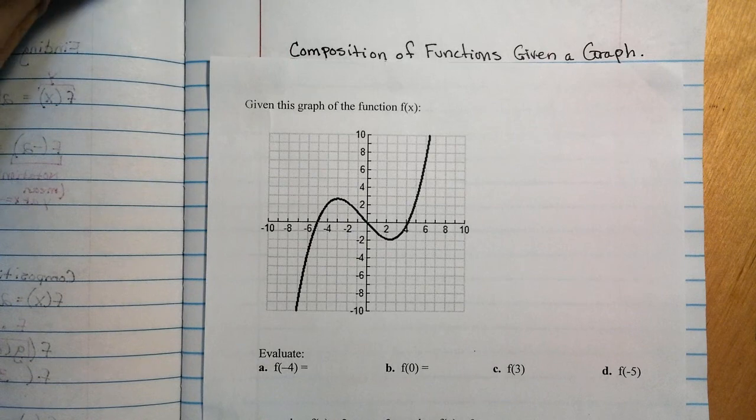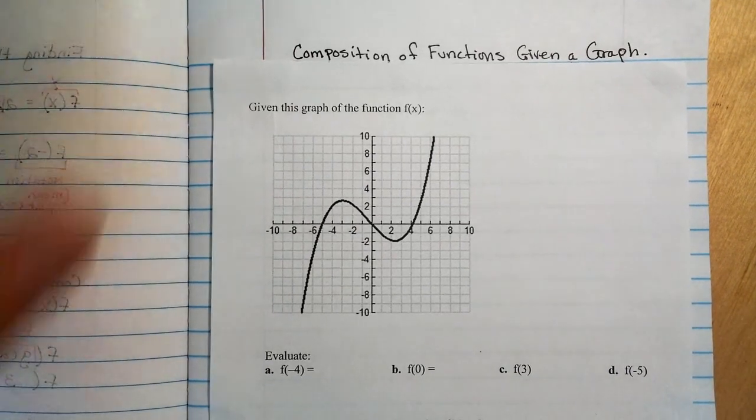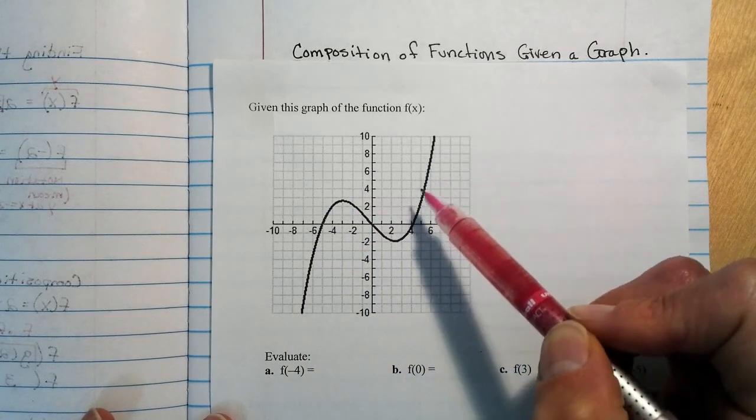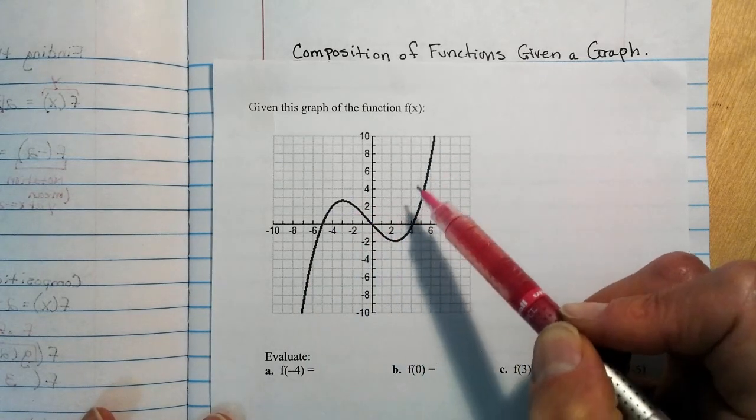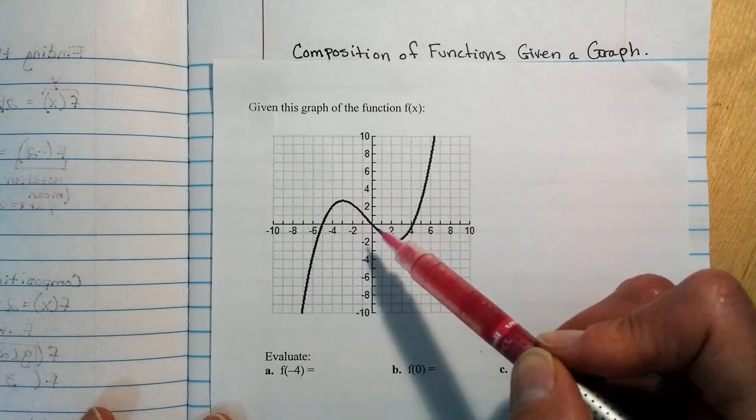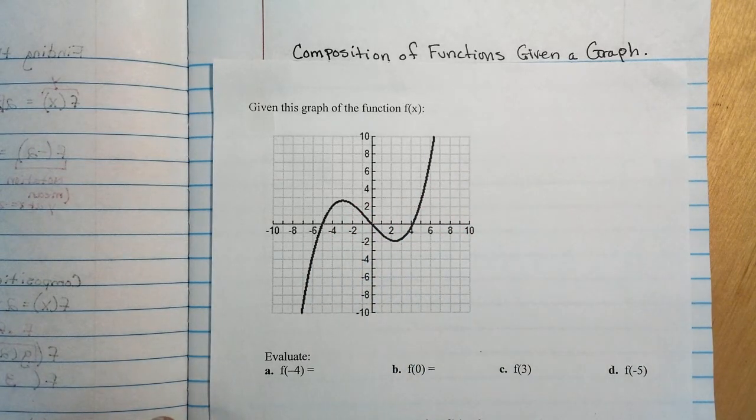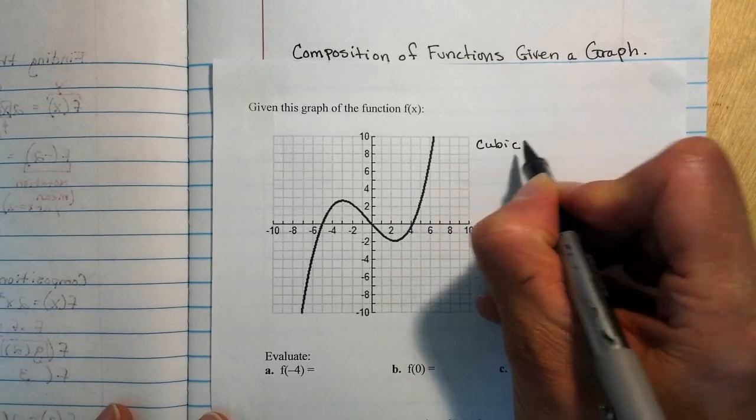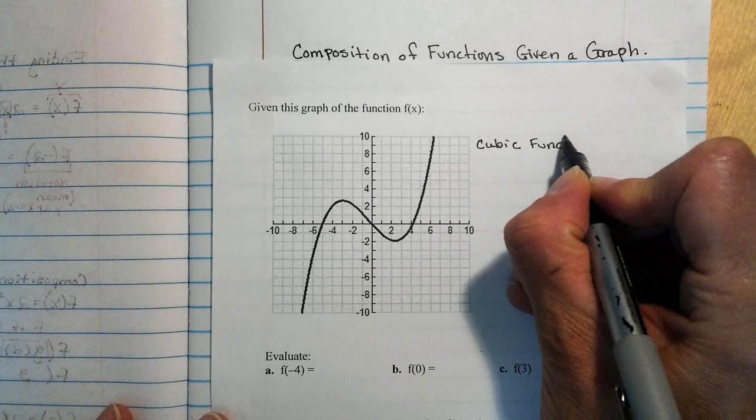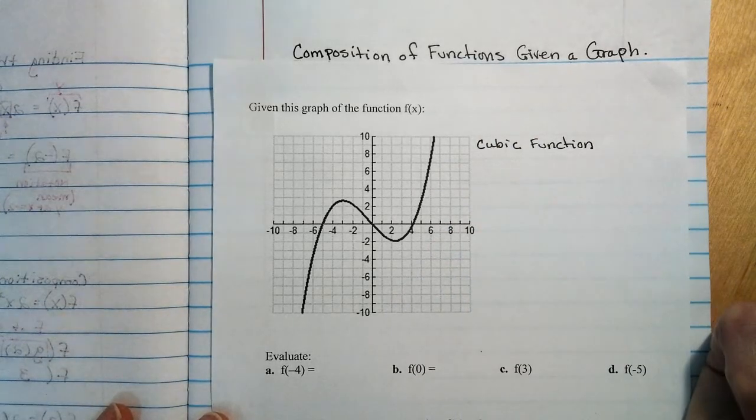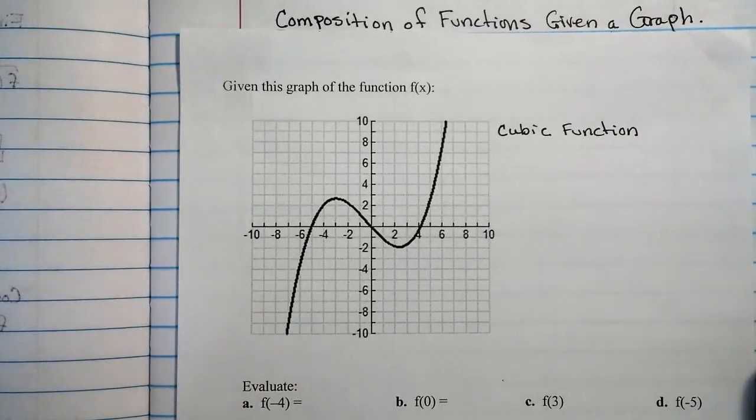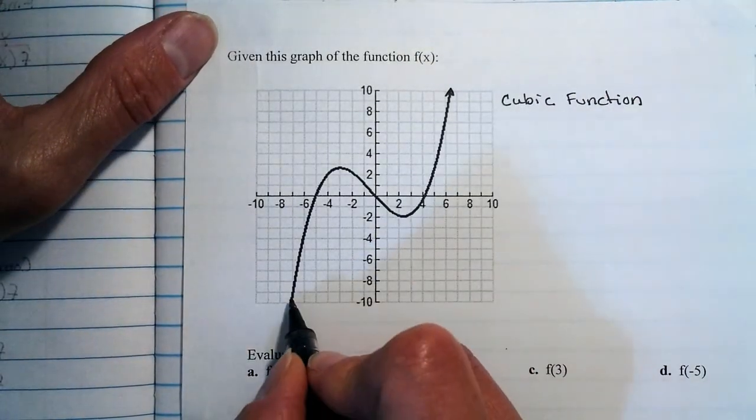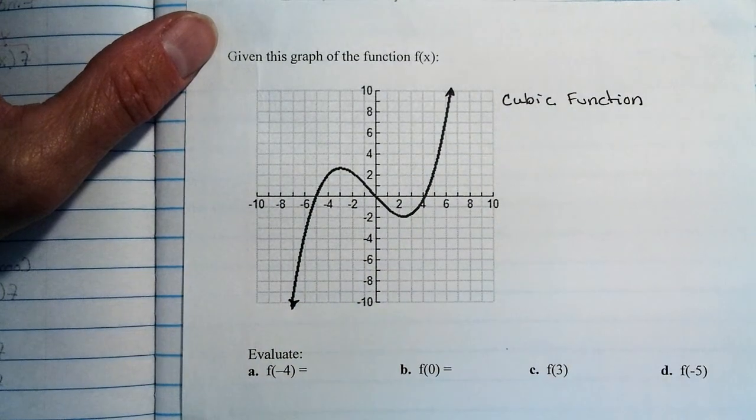In this video, we're going to look at composition of functions given a graph. So here we have a graph, and we can see that it's not linear. In fact, this here is cubic because it gives us this kind of shape. So again, I'm just previewing some things for you. So this here is a cubic function, and we'll learn more about that later. The one thing I do want to have you do is I just want you to put an arrow on both ends because this continues on both.